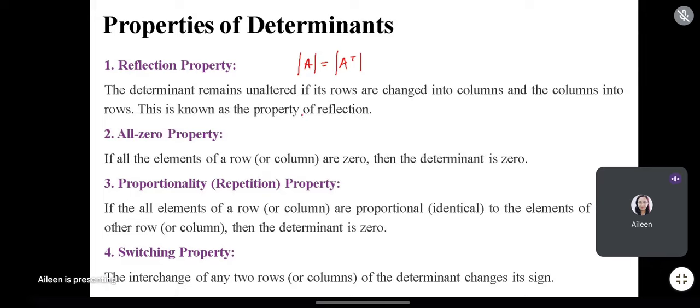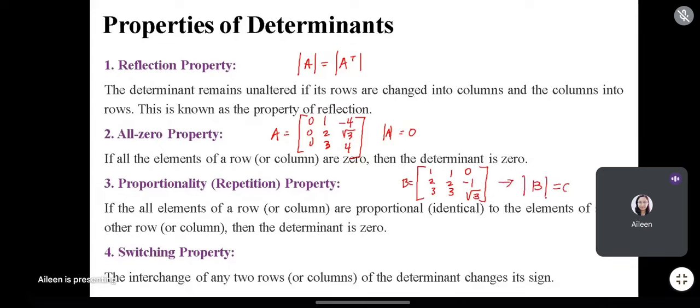Let's say you have 1, 2, 3, and 0. Kahit ano ang kanyang values doon sa other rows and columns, if this is your matrix A, your determinant of A is equal to 0. If you have identical, let's say this is matrix B and you have 1, 2, 3, 1, 2, 3, identical siya na row or column, and then kahit anong number nito, still the determinant of the matrix is equal to 0.